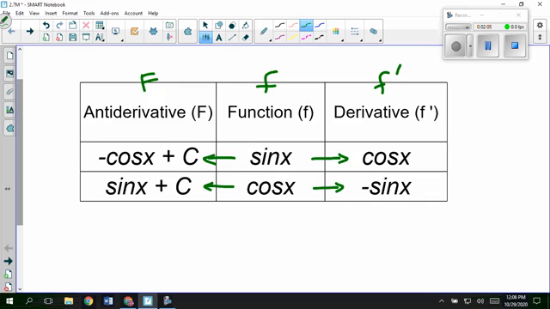The antiderivative of sine is negative cosine. The antiderivative of cosine is positive sine. So that's really kind of the problem that students have with memorizing. It's just knowing which one's negative, which one isn't.